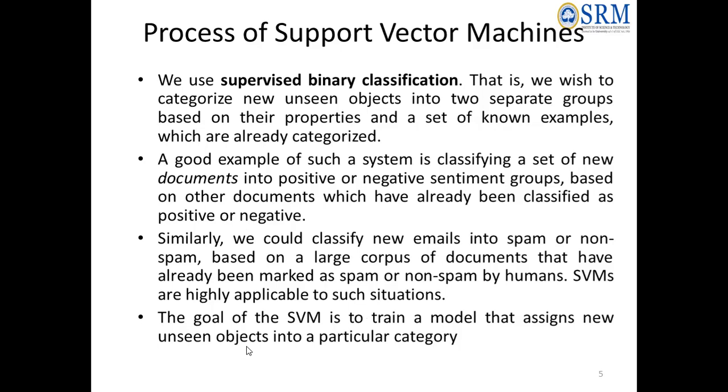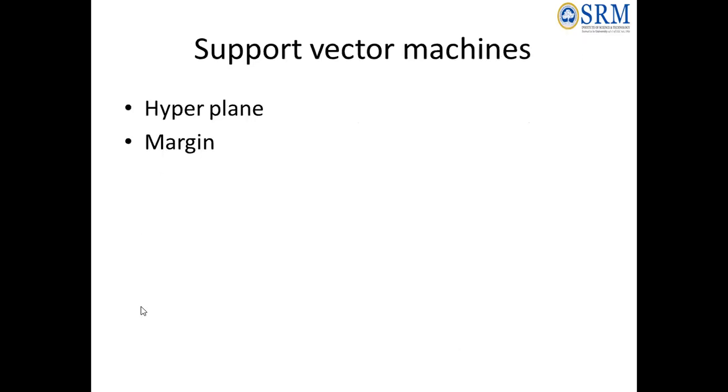As I said, we get the input as cats and dogs. When a new unseen object is received and training is done for dog and cat, the newcomer is checked, and based upon the training, it will be placed in a particular category. This is the process of support vector machine. And we are going to see two terms in support vector machine: one is hyperplane and another one is margin.